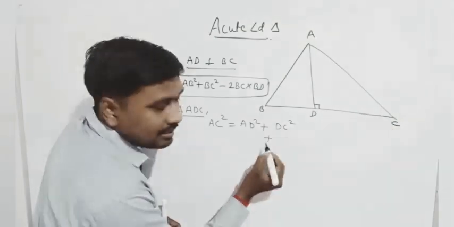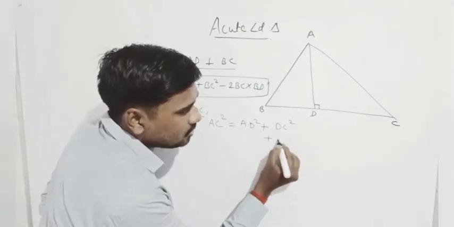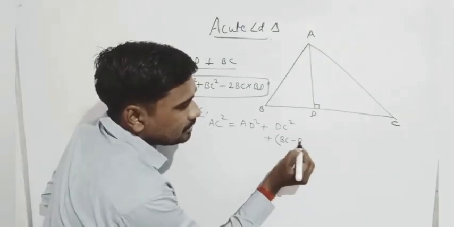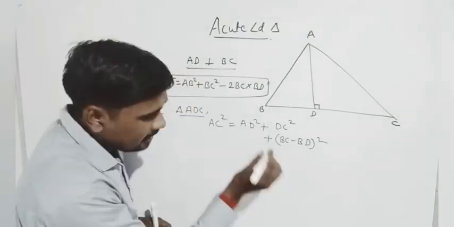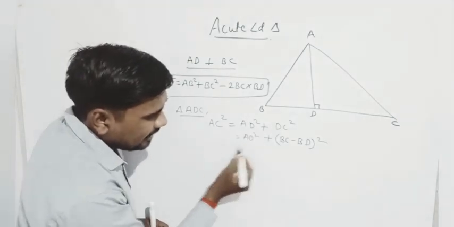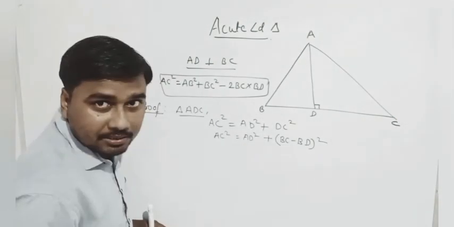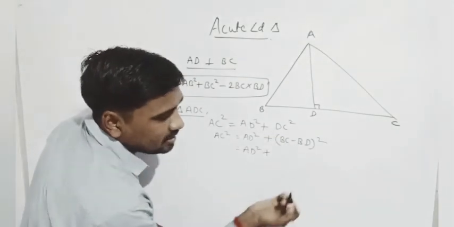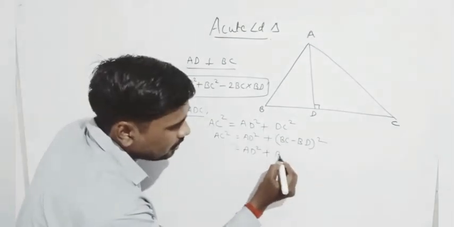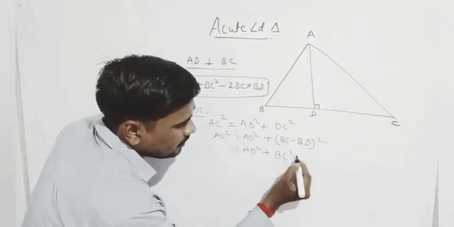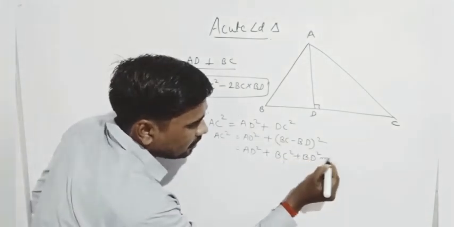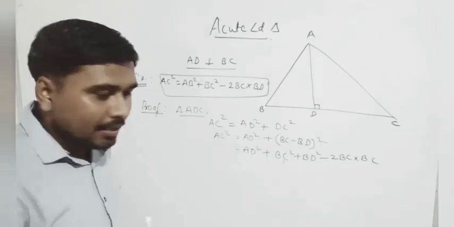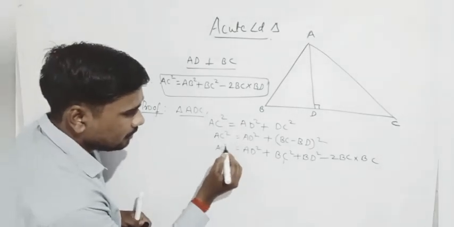Now we can break DC. If you break DC, you can write DC is equal to BC minus BD, so BC minus BD whole square. You will write AD as it is, and AC also as it is. Now it is equal to AD square plus A minus B whole square, so A square plus B square minus 2BC into BD. Clear? Now see, this is AC square.